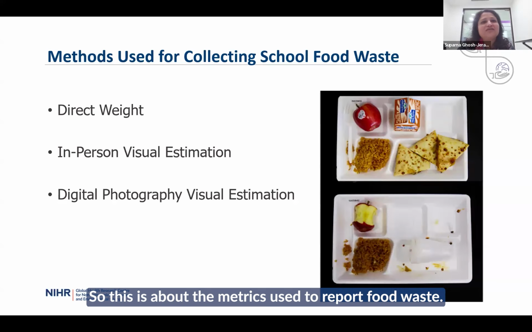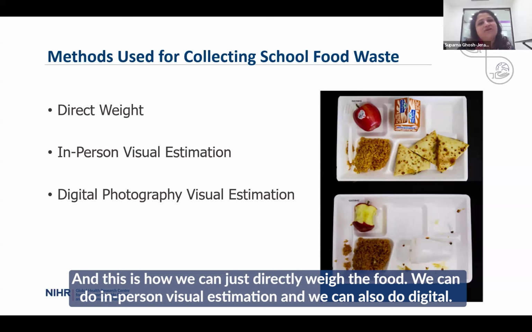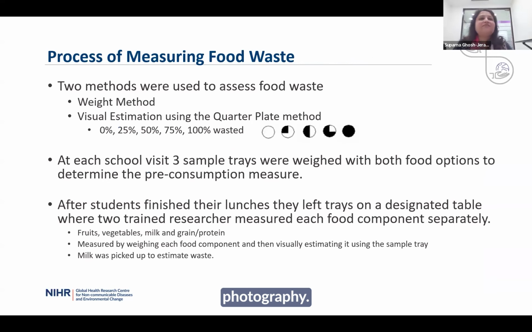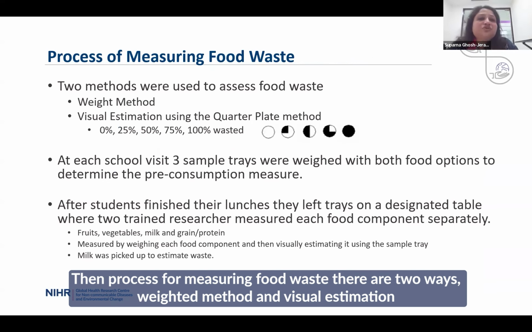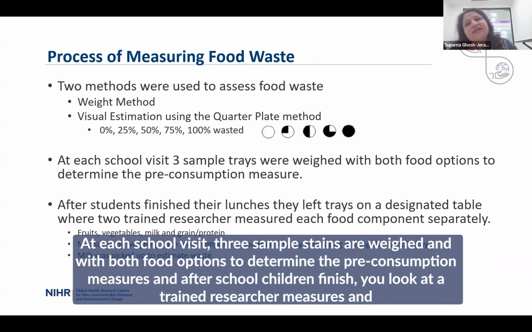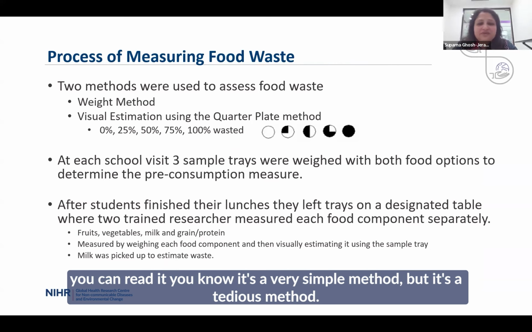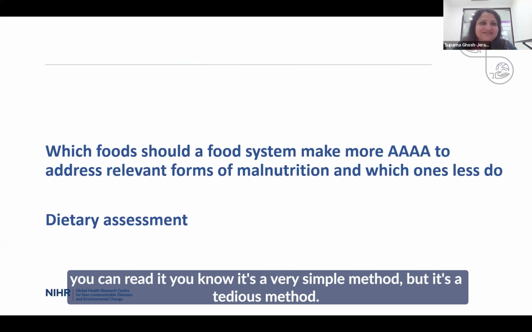And this is how we can directly weigh the food. We can do in-person visual estimation, and we can also do digital photography. Then the process for measuring food waste: there are two ways, the weighed method and visual estimation. At each school visit, sample plates are weighed with both food options to determine the pre-consumption measures. After the children finish, a trained researcher measures what remains. It's a very simple method, but it's a tedious method.